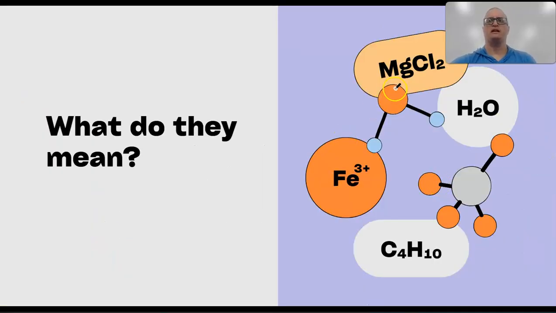So, we see different chemical symbols, and we think about what do they mean? What are they inferring to? Well, that's what we're going to investigate.